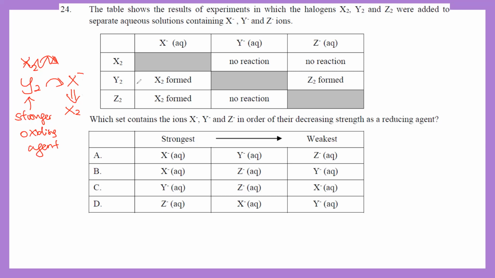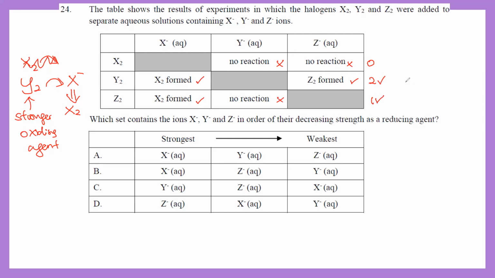We are going to see how many ticks each of them has. X2 does not react with X minus, Y minus, or Z minus, so nothing can be oxidized by it. So X2 is a very weak oxidizing agent. Y2 can displace X minus and also Z minus, so you have two ticks, which means it is the strongest oxidizing agent. And then Z2 can only displace X minus, but cannot displace Y minus.